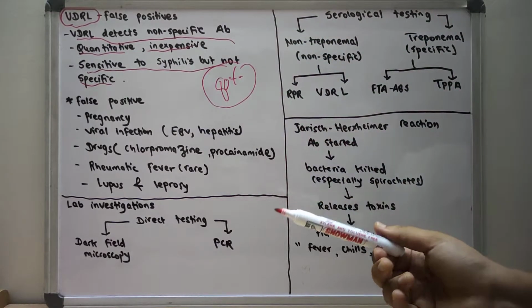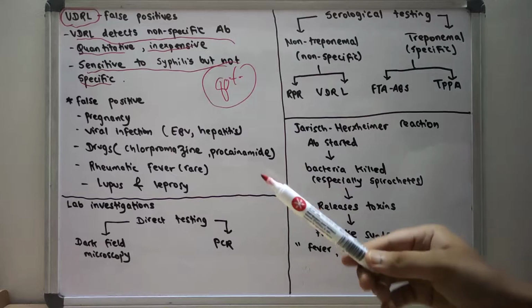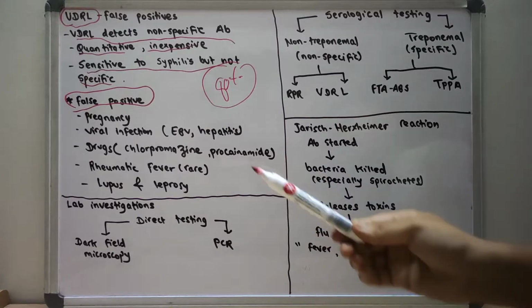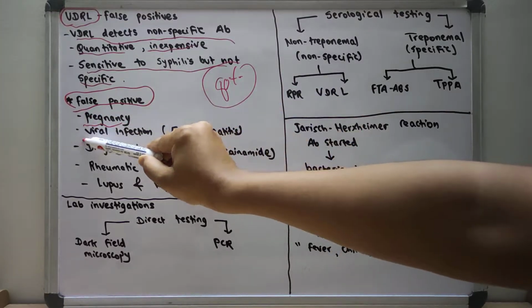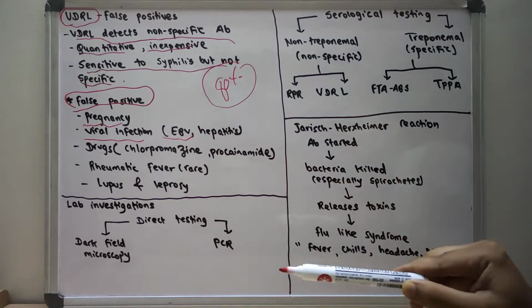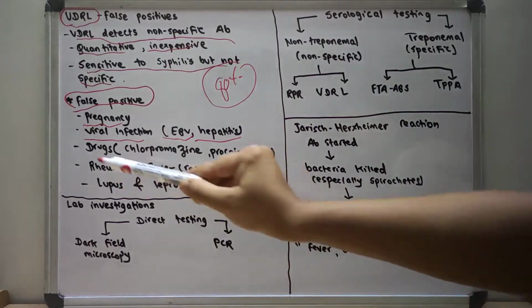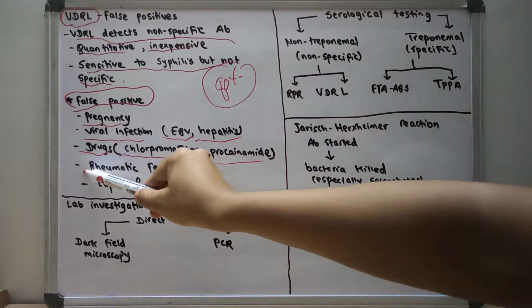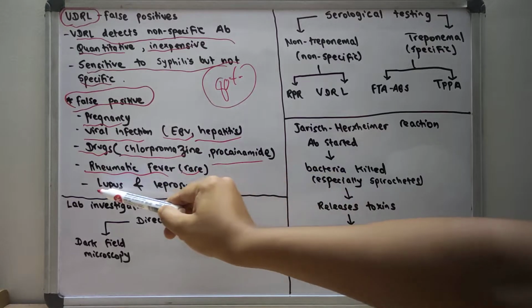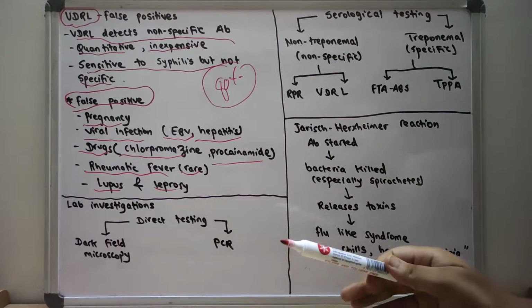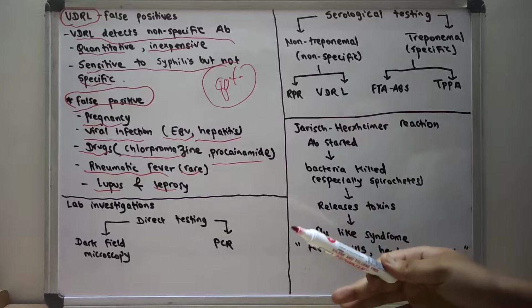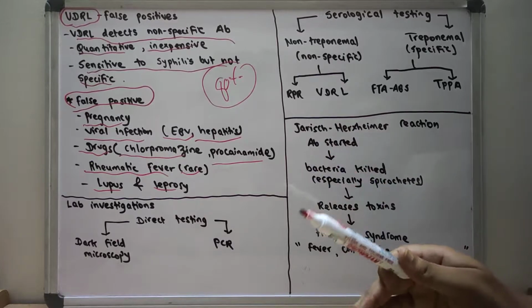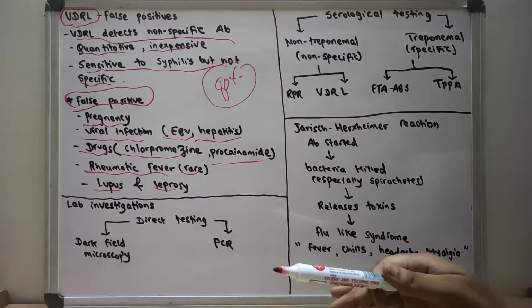So now let us discuss the various cases where there is a false positive report of the VDRL. The false positive report of the VDRL could be in pregnancy, various viral infections like Epstein-Barr virus and hepatitis, various drugs like chlorpromazine and procainamide, rheumatic fever, however it is very rare, and in lupus and leprosy. So these are the various conditions where the VDRL is positive, but actually there is no active disease of syphilis.